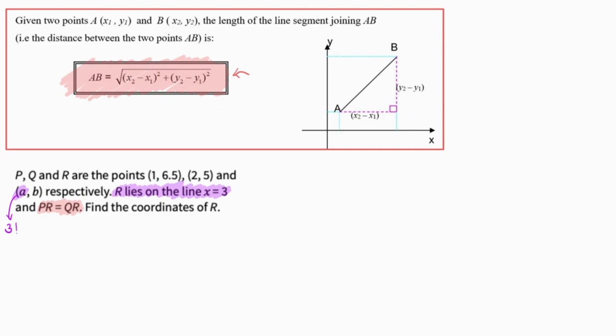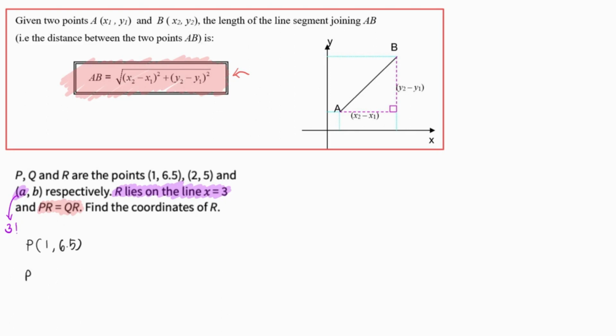Okay, using this next piece of information, PR equals to QR. Alright, so without further ado, usually I do like to write this down. If it's PR, that means my P is 1.